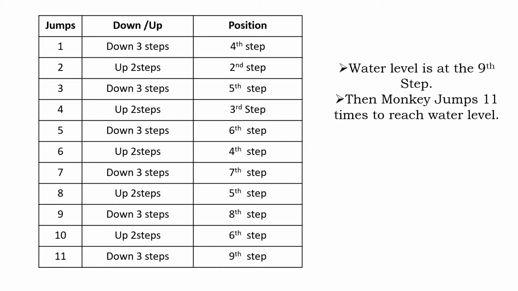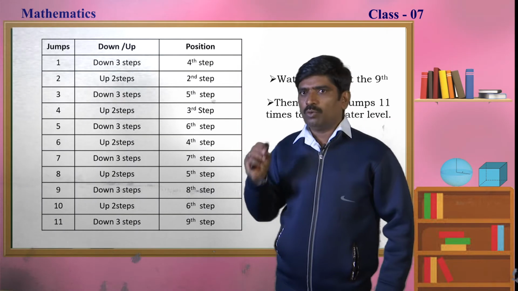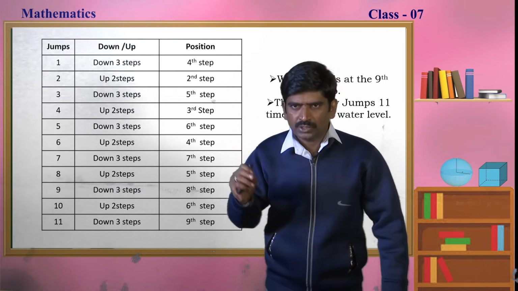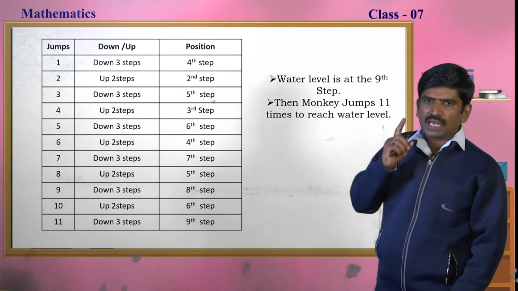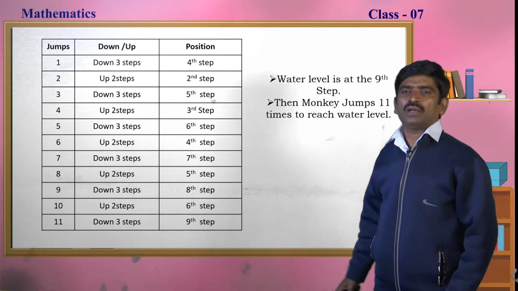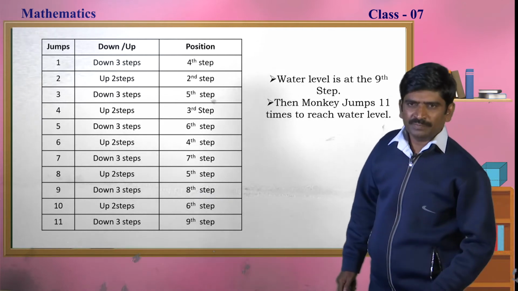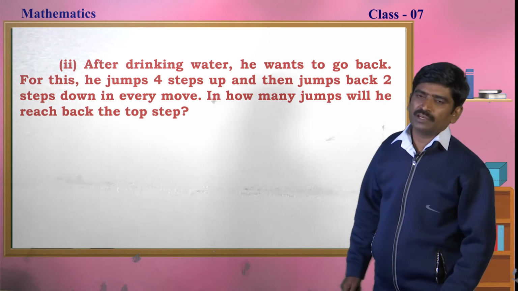In jump 8, 2 steps up, that is the 5th step position. Next, the 9th jump, down 3 steps, the 8th step. On the 10th jump he jumps back up 2 steps, the 6th step position. On the 11th jump he goes down 3 steps, to the 9th step. The water level is at the 9th step. That is why the monkey jumps 11 times to reach the water level. Very good. Do you understand it?